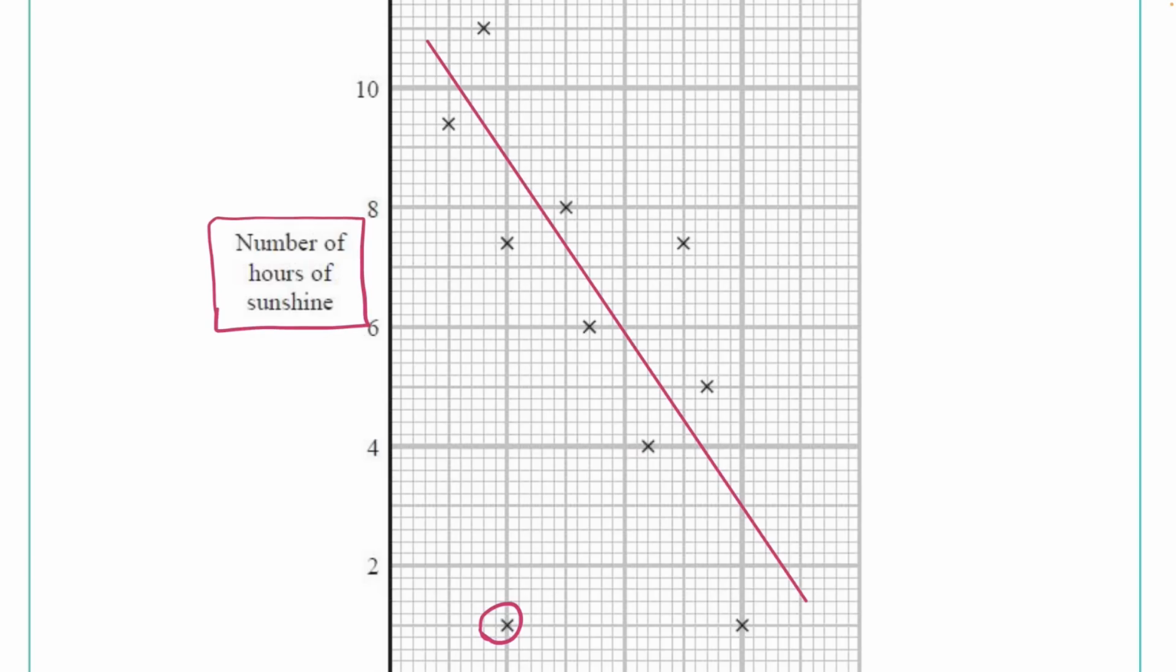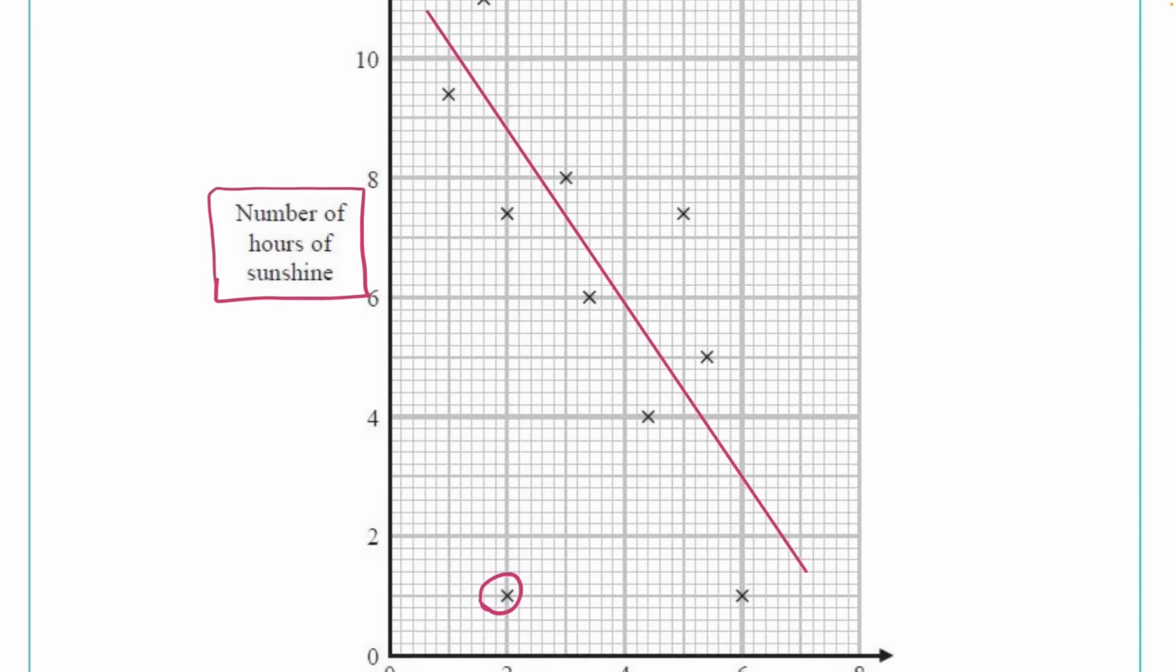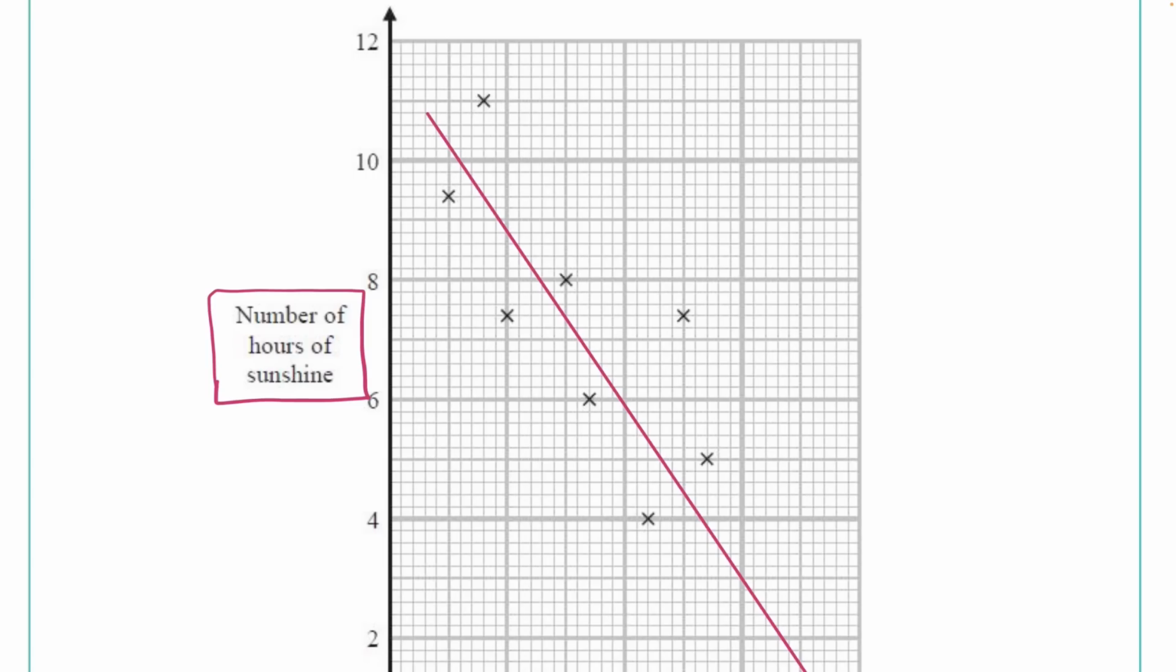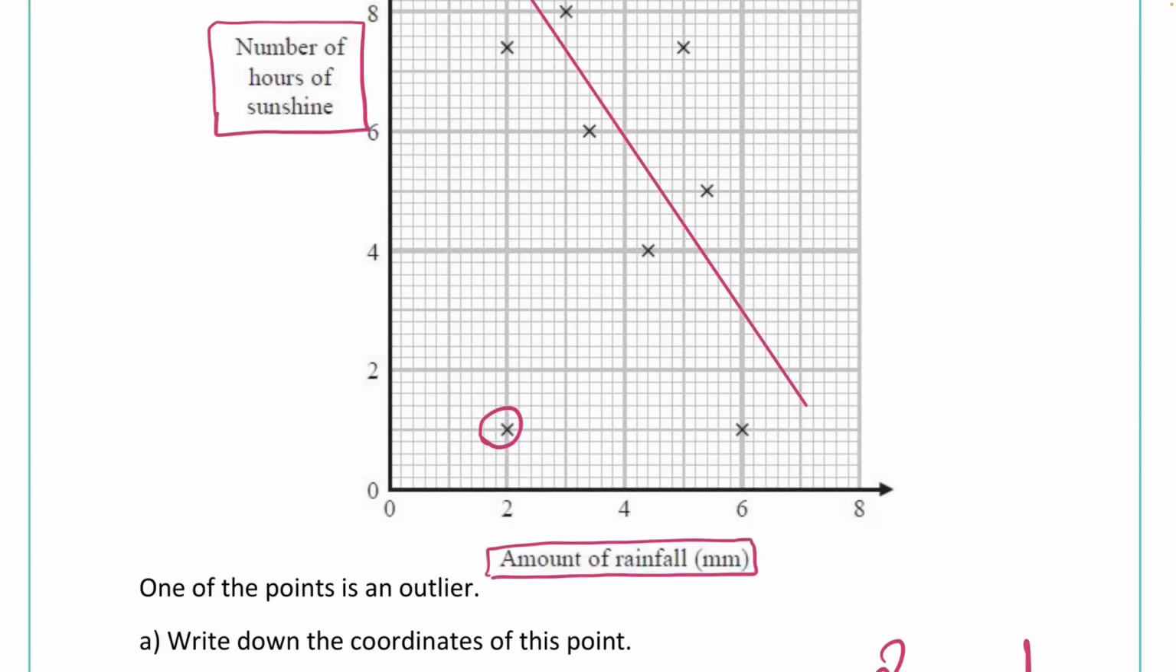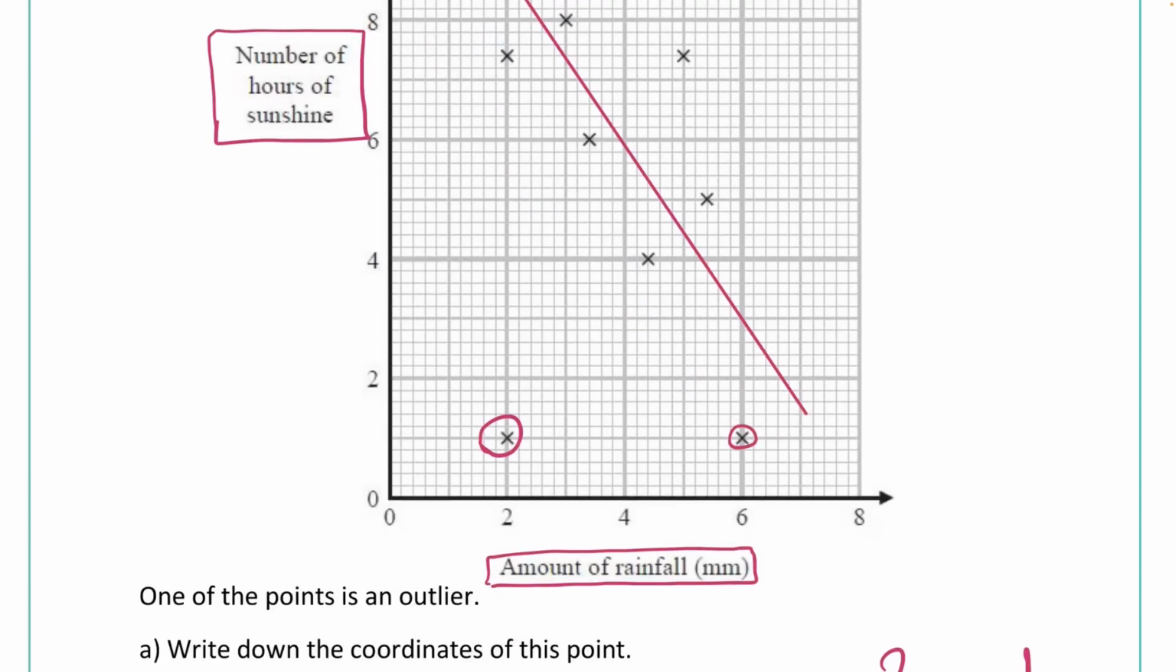So what's actually happening in this scenario? As the sunshine is increasing, what's happening to the amount of rainfall? Or on the flip side, as the amount of sunshine is decreasing, what's happening to the amount of rainfall? Well, you can pick two of the points to see that. Up here where we have a lot of sunshine, let's look at this top point. We only have less than 2 millimetres of rainfall. Whereas if we look at the lowest point down here, when there's 1 hour of sunshine, there was 6 millimetres of rainfall.